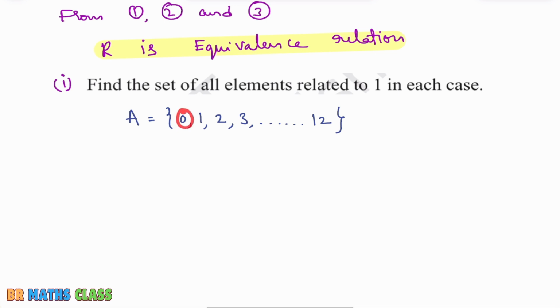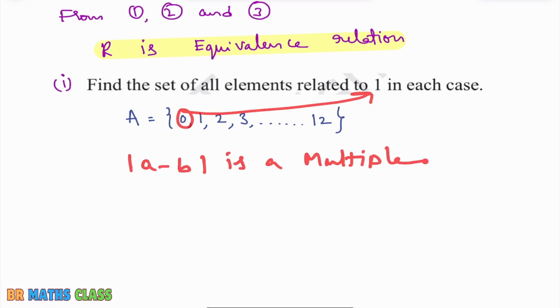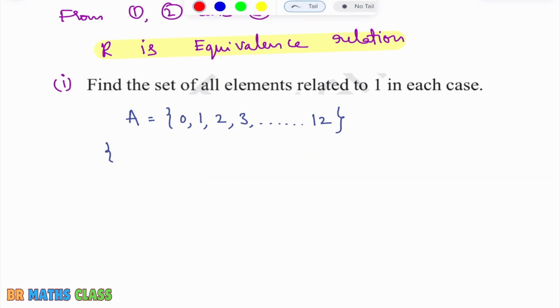When a particular element is related to 1, in this, modulus of A minus B is a multiple of 4, then we say that A comma B belongs to R. A comma B belongs to R means A is related to B. You observe here modulus of 1, this 1 I have taken from here, minus, you take this number. Modulus of 1 minus 0 is what? 1. Is 1 a multiple of 4? No. So we cannot take 0.